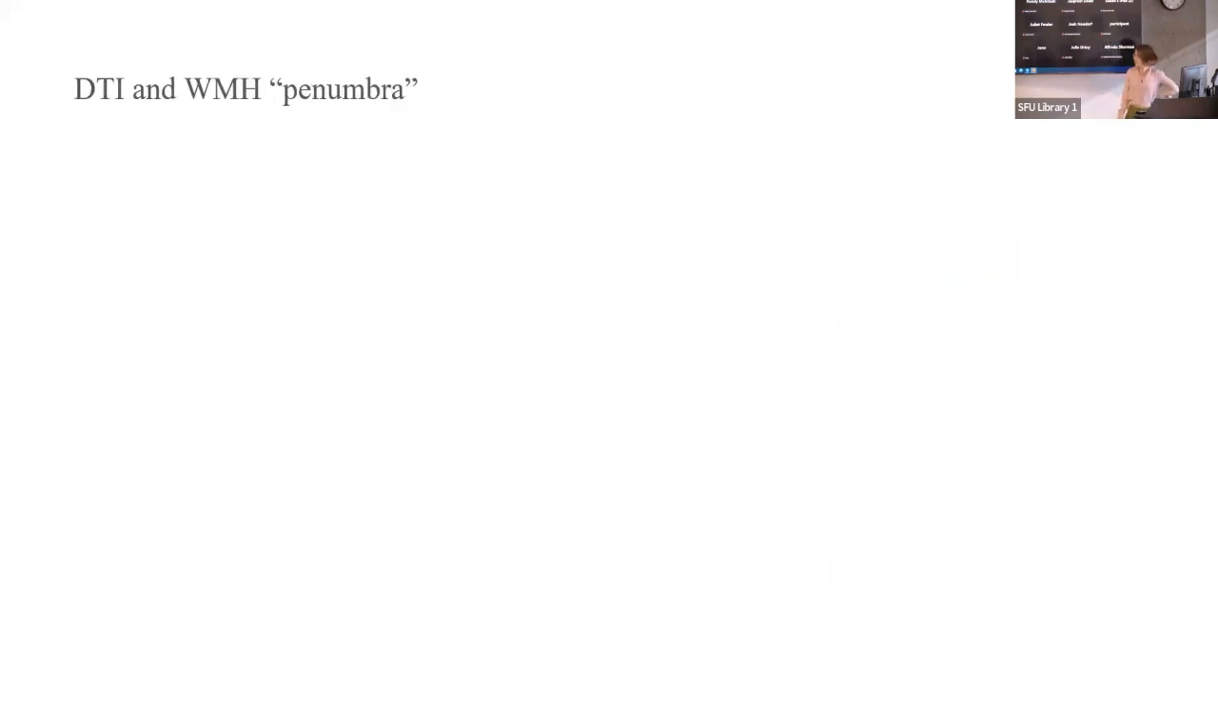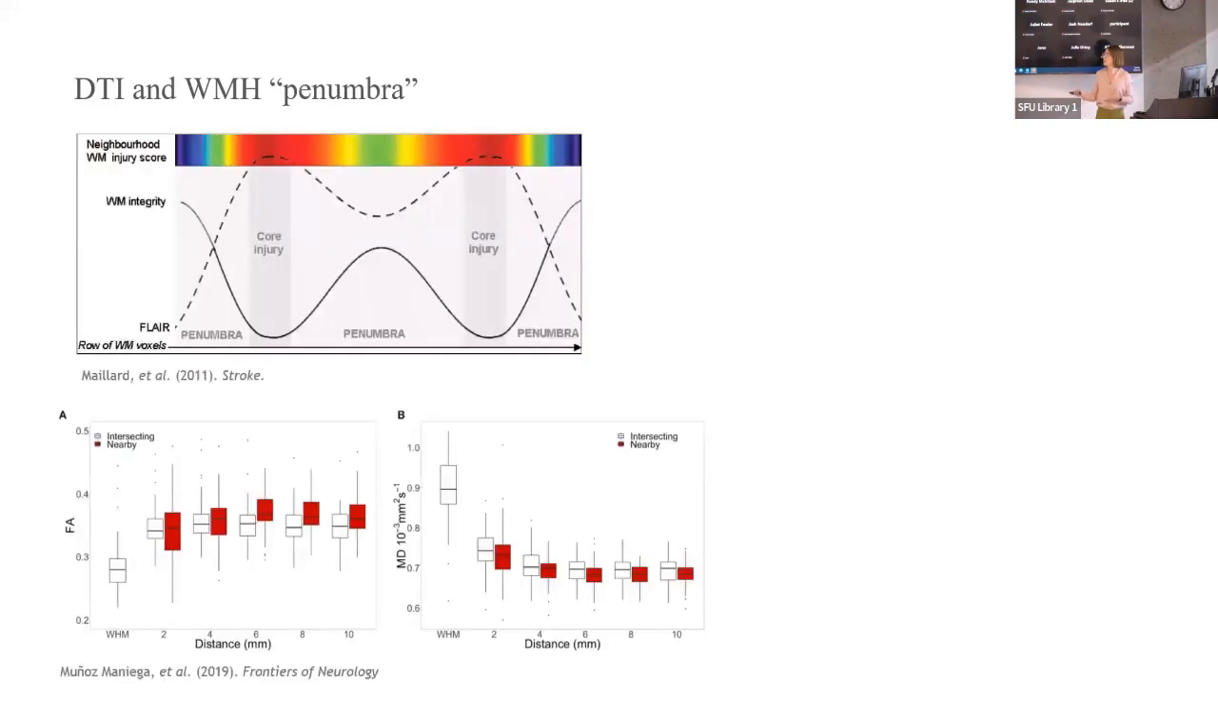So there's research using DTI in the context of white matter hyperintensities, and something interesting that's emerged is this idea of a white matter hyperintensity penumbra. Penumbra being a concept from the stroke literature, this is tissue that is under threat, but has not yet progressed to full death after an interruption in blood supply. And there was work done using DTI to measure spatial characteristics of white matter around the white matter hyperintensity lesion.